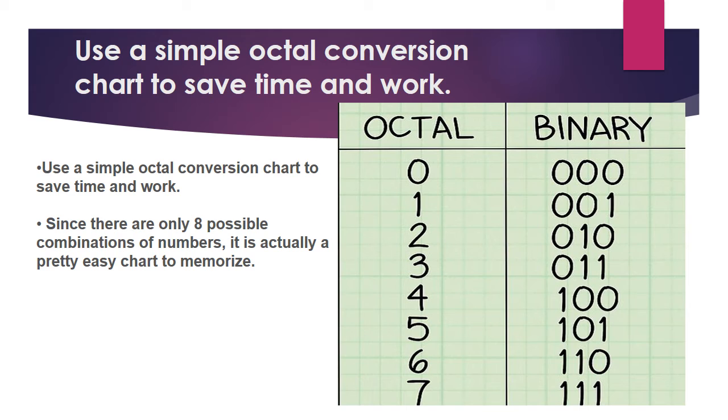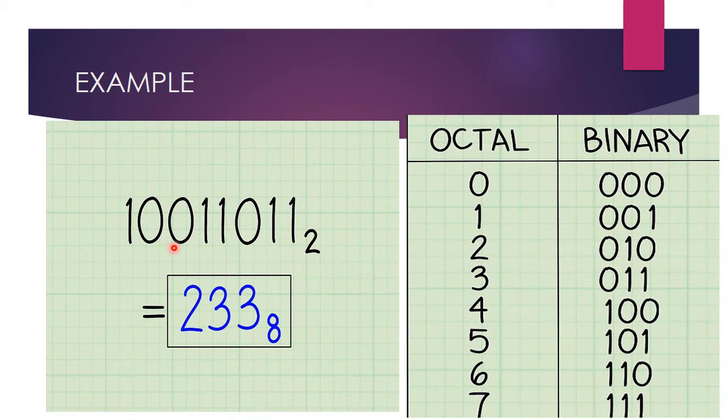Okay, now next, how to convert using this chart. Example I have given you this. Start pairing from here. 0 1 1, so 0 1 1 is equal to how much? 3. So that's why I've written over here 3.